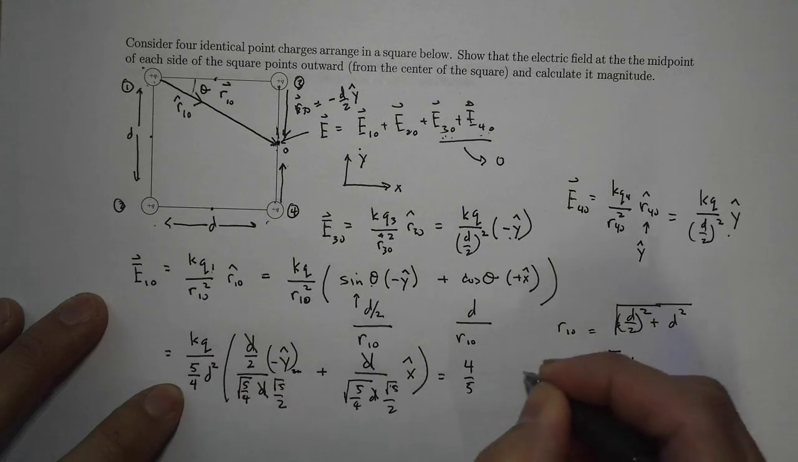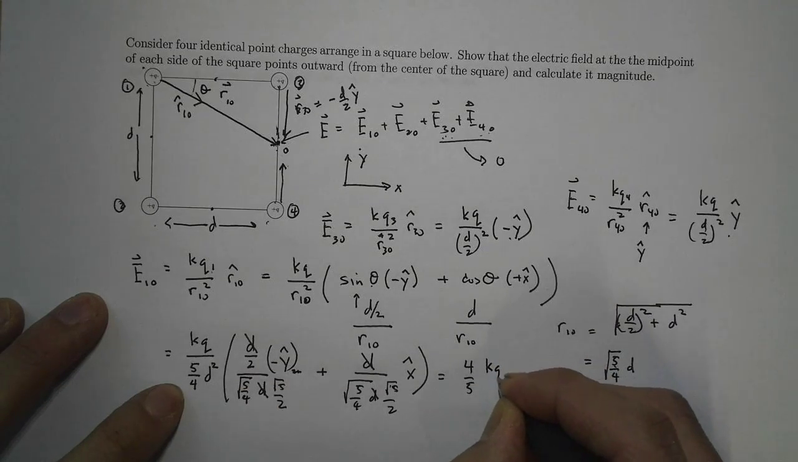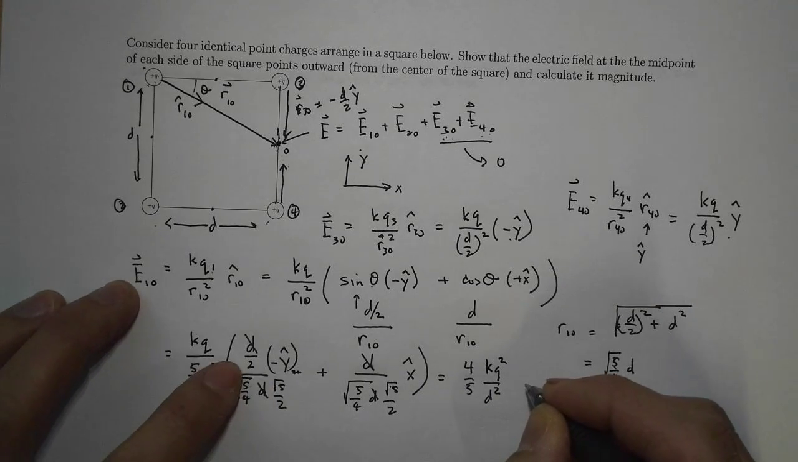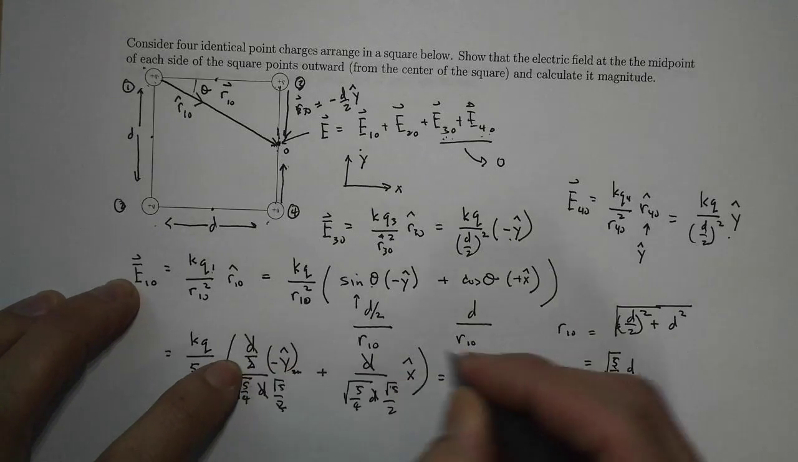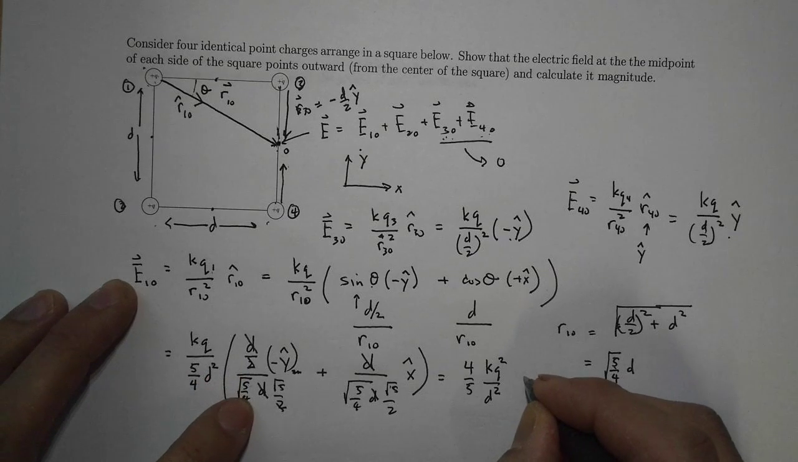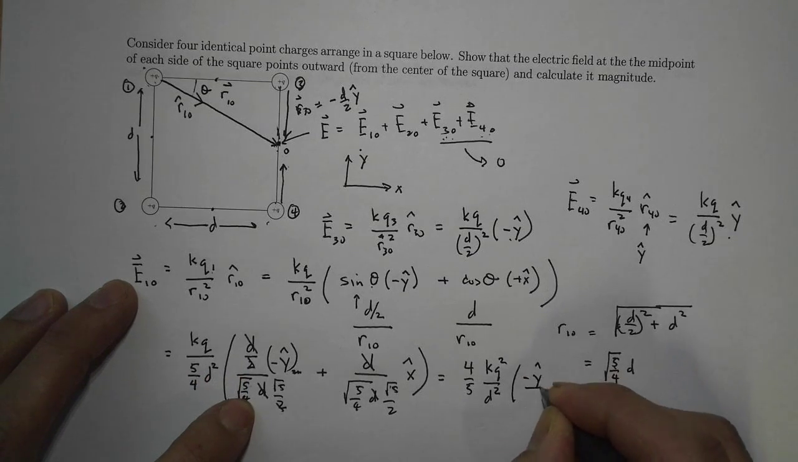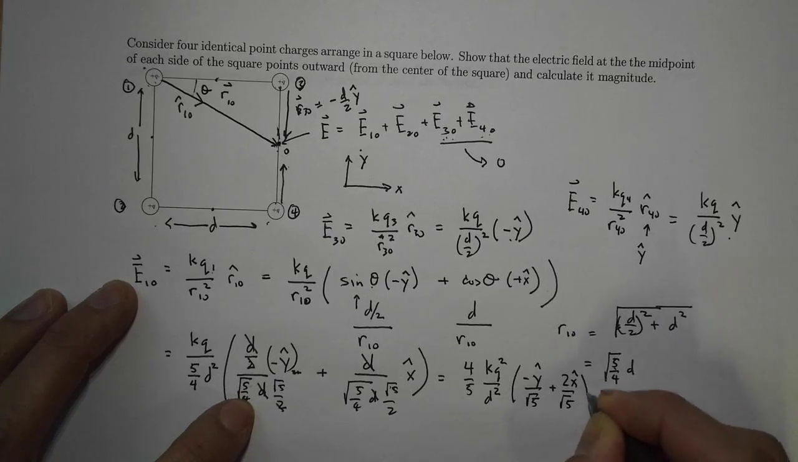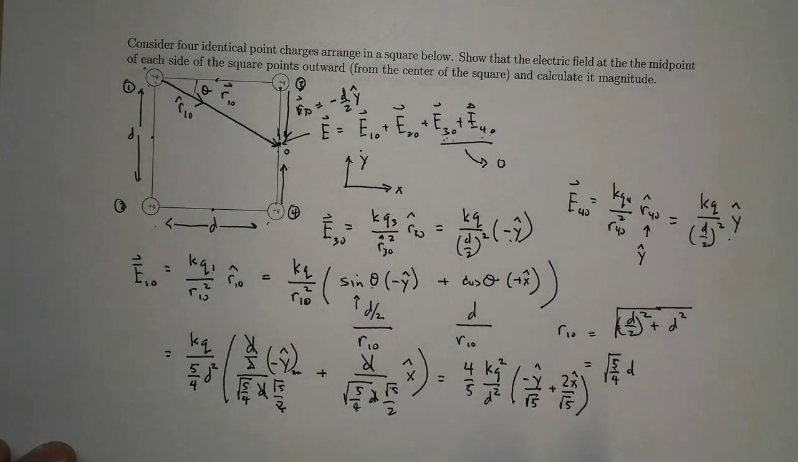So if I were to write everything out, this just becomes 4/5, inverting this guy right here, kQ squared over d squared. The halves will cancel out, so it will be minus y hat over square root of 5 plus 2x hat over square root of 5. That's the first part.